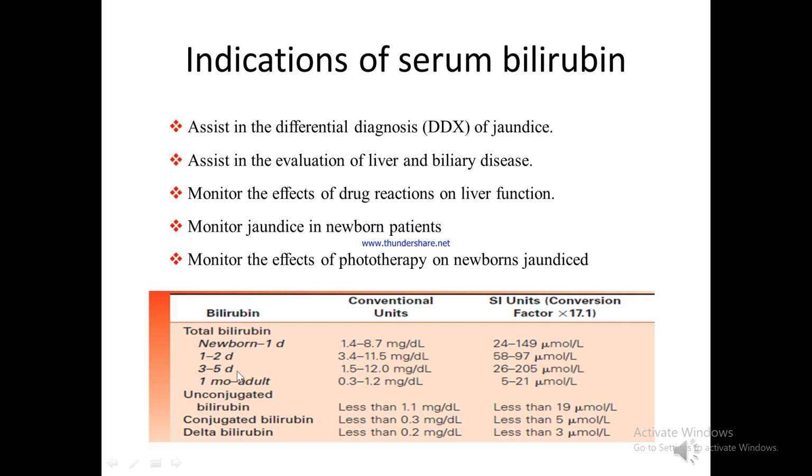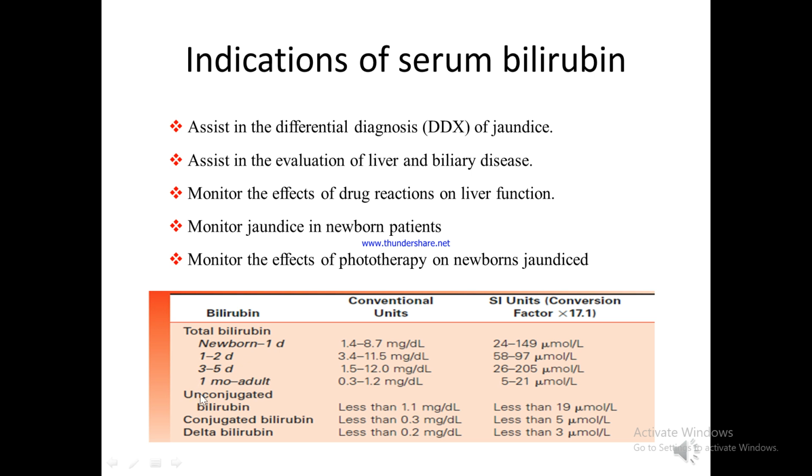Total serum bilirubin in the early days of newborns, we can see increase in normal range. At first day, the range will be from 1.4 to 8.7 milligram per deciliter, and the second day 3.4 to 11.5 milligram per deciliter. In the third to 5 days, the range will be increased up to 12 milligram per deciliter. But it will be constant in 1 month, 0.3 to 1.2 milligram per deciliter, and this range also is normal for adult human.